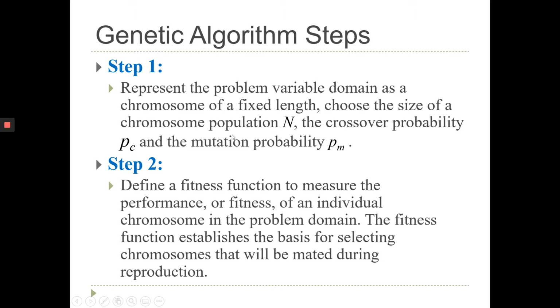10, 100, it's a number of chromosomes, and then also initialize the crossover probability and also the mutation probability PM. Here the values for crossover probability are between 0 and 1, also for mutation between 0 and 1. Then after initializing all the parameters, we go to step number 2, define the fitness function, which is the problem.